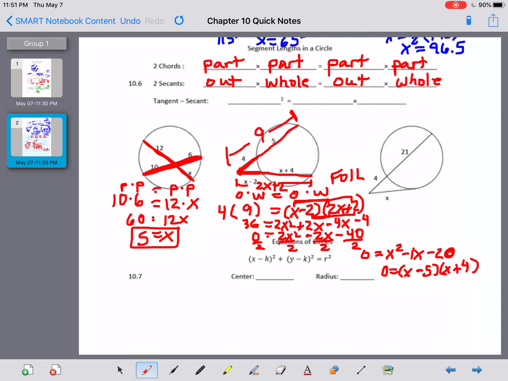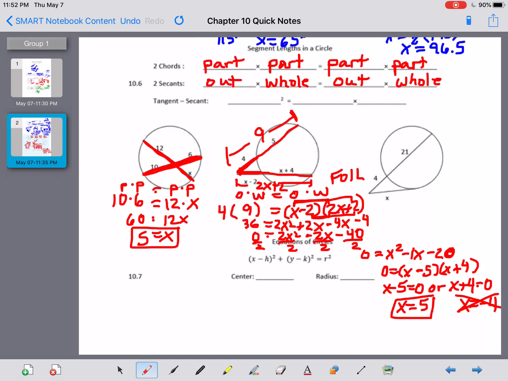And remember, if two things multiply to equal 0, that means either x minus 5 equals 0 or x plus 4 equals 0. Well, over here, if I add 5, x will equal 5. And here, if I subtract 4, x will equal negative 4. When I peek back at my picture, if x equals negative 4, I would get some negative segments. So I don't like that answer. I'm going to stick with just 5. When I plug 5 back in, I get a segment of 3 and a segment of 9, and that works a lot better.